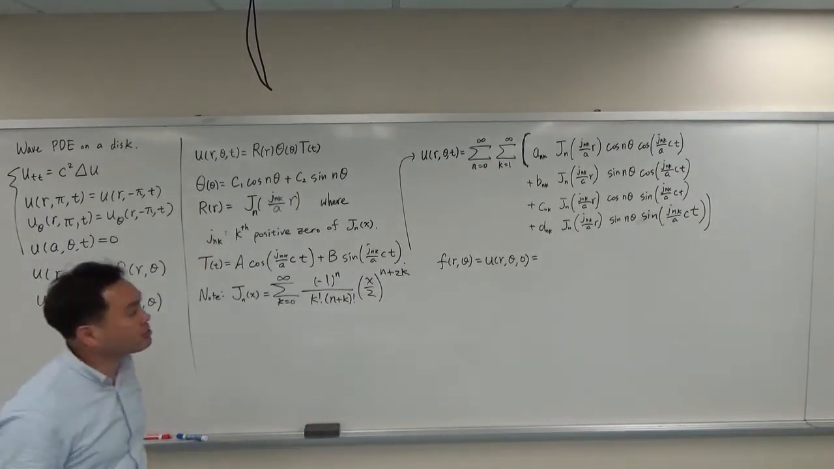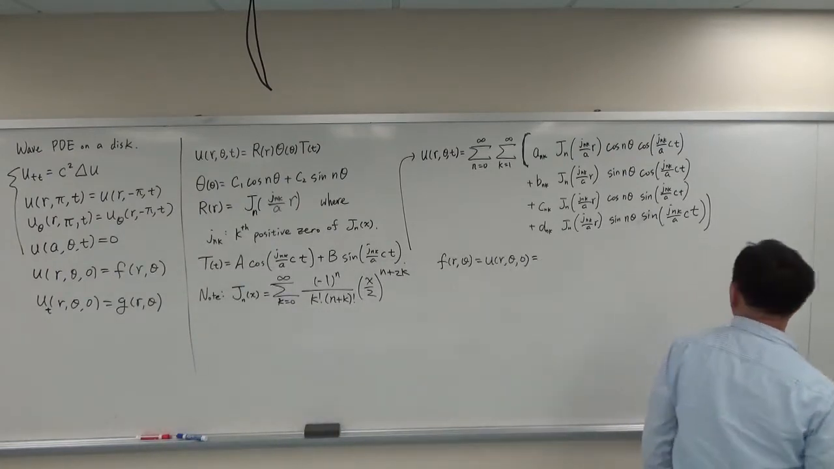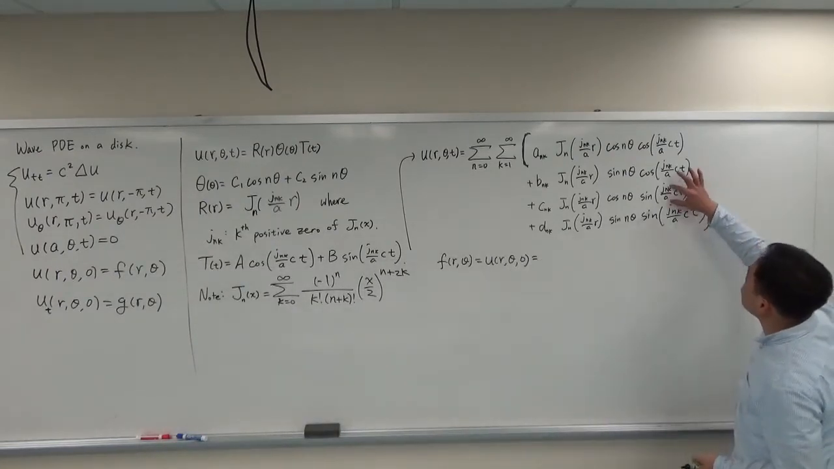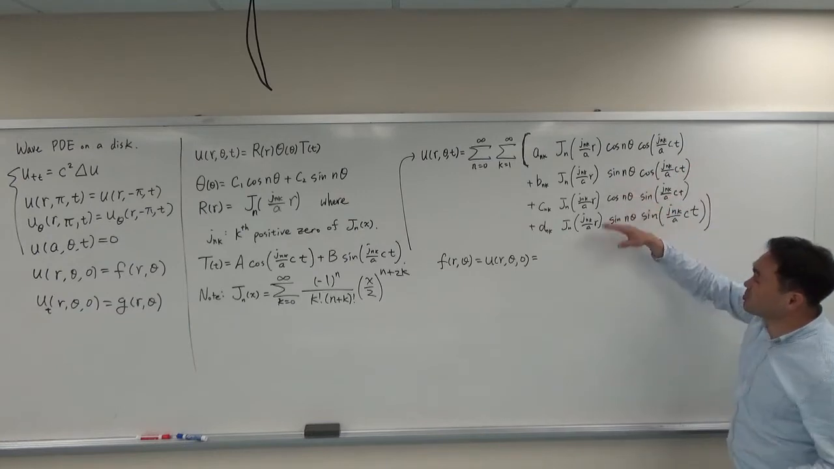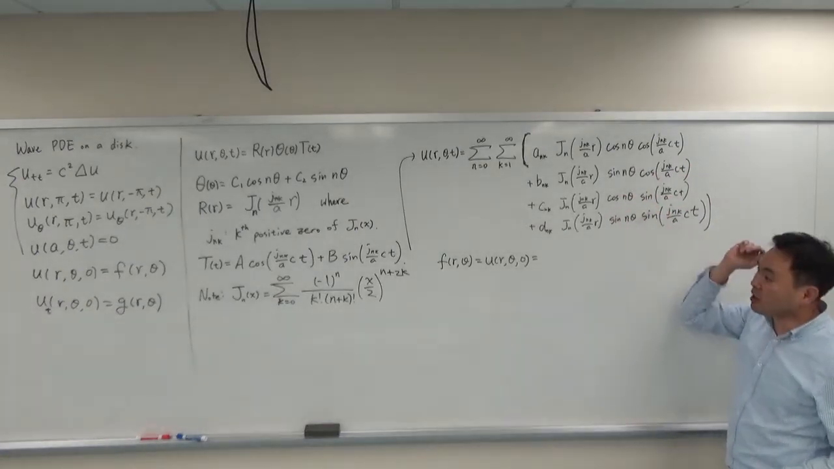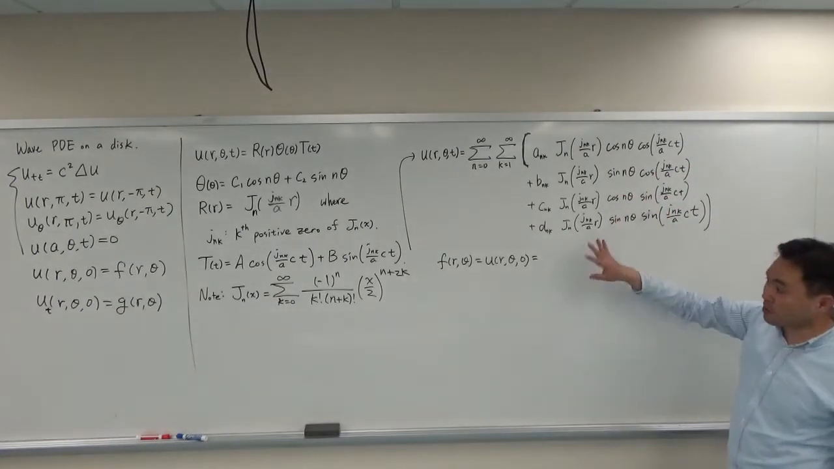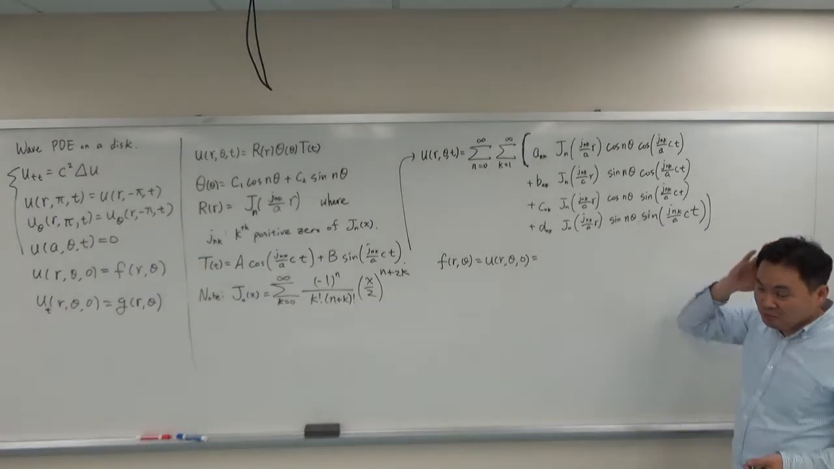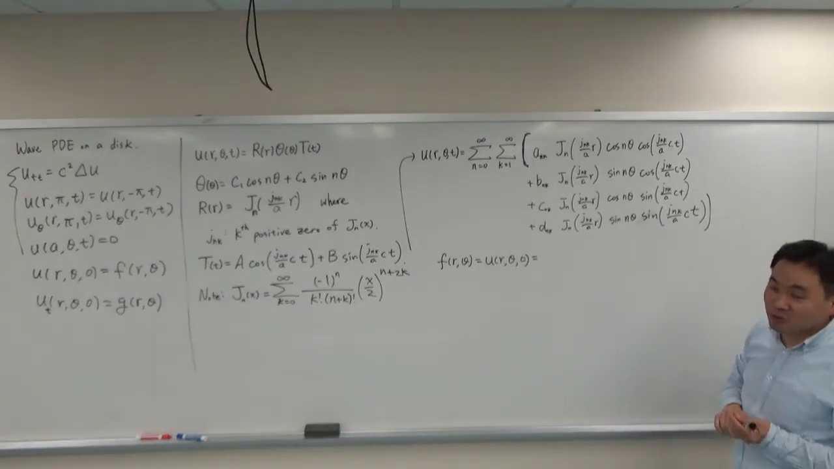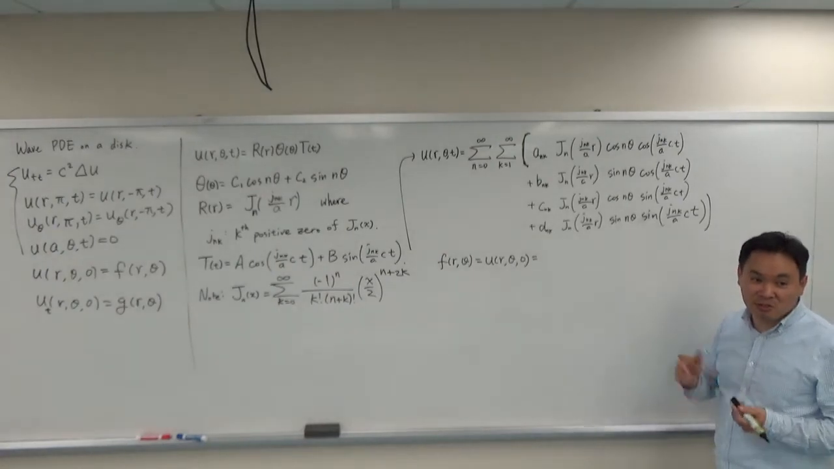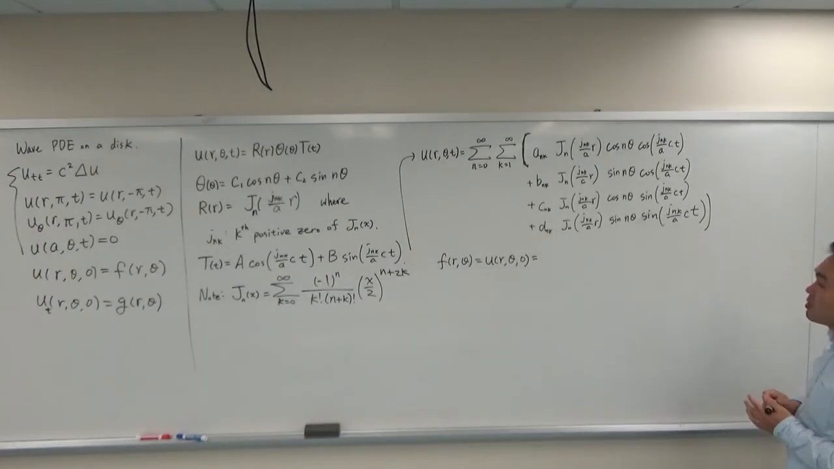Other than having these extra things coming out from the chain rule, it's the same kind of story here. I will only write the formulas for f(r, theta), and then maybe give you a homework for finding the formula for g(r, theta), because it's almost the same thing. All right, so let's try that.